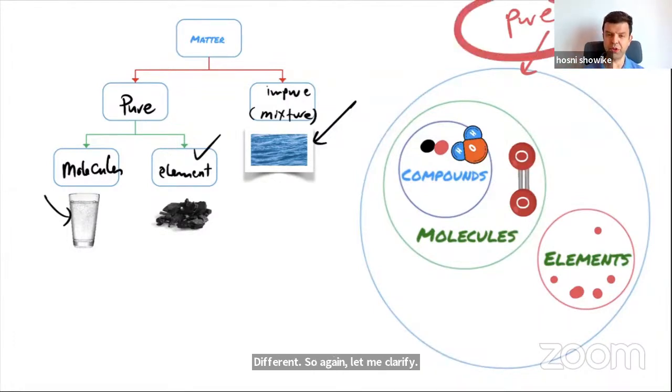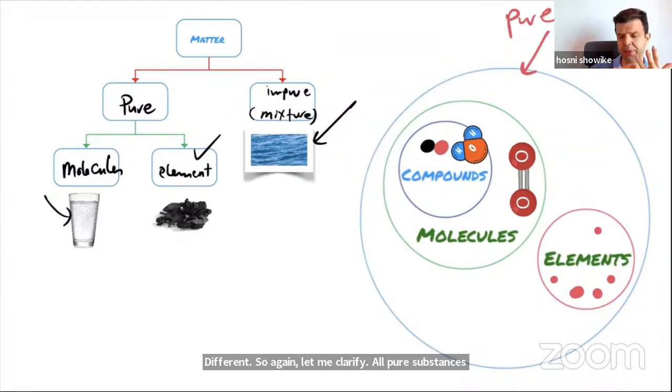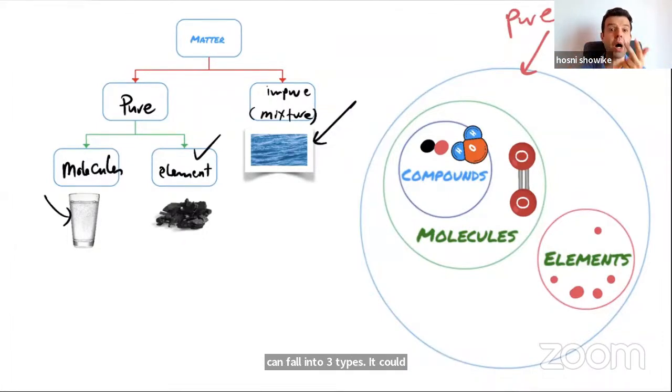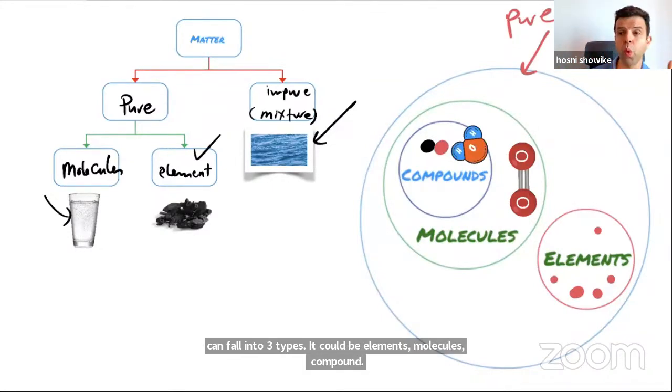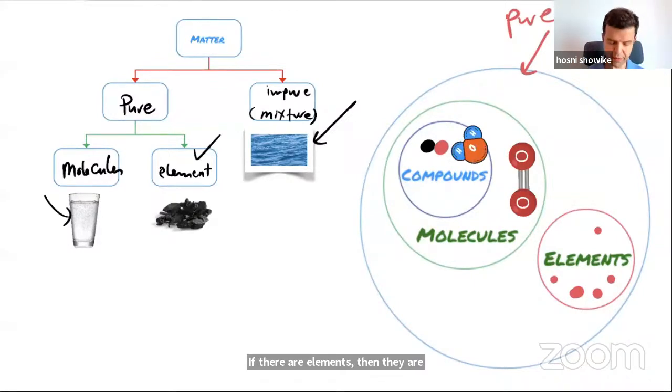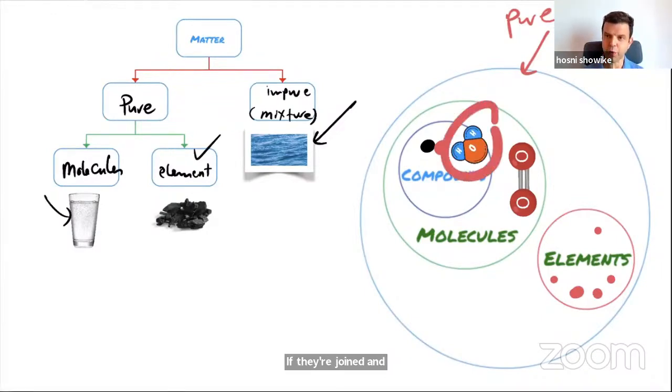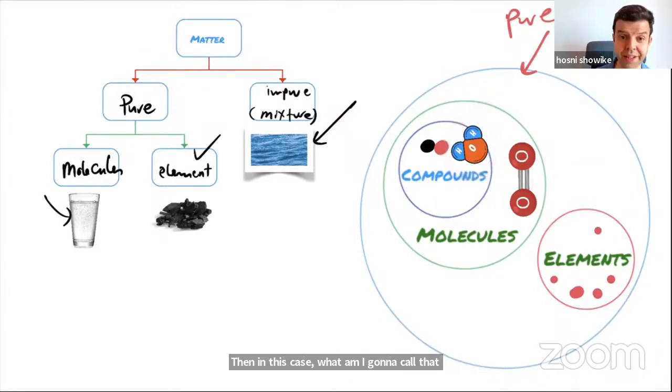So again, let me clarify. All pure substances can fall into three types. They could be elements, molecules, or compounds. If they're elements, then they are just one type of particles, something like oxygen, carbon, all these are elements. Whenever you have particles joining together, then I'm allowed to call them molecules. If they're joined and different, like what I have here, then in this case I'm going to call this a compound.